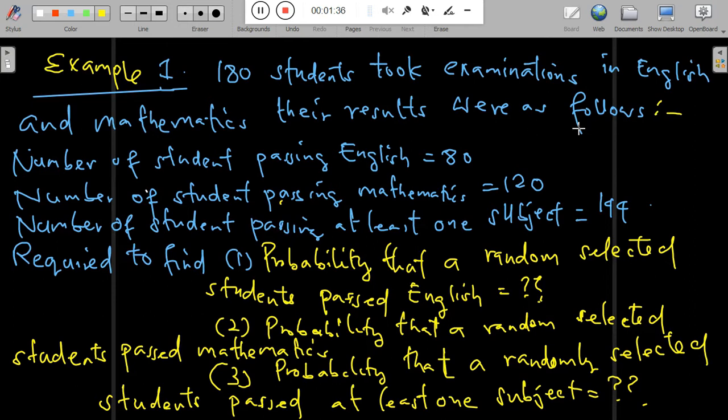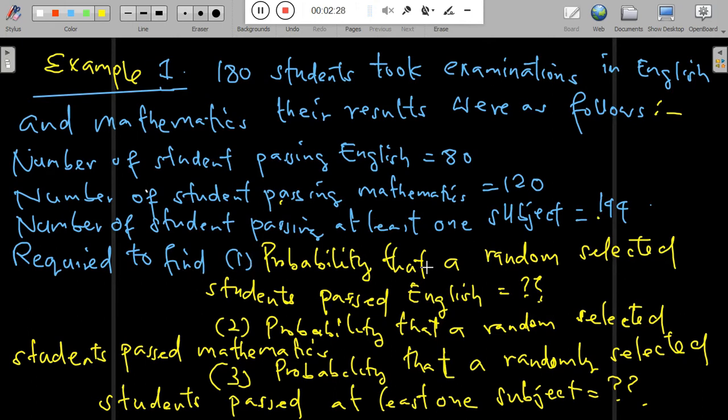Now let's consider an example. 180 students took an examination in English and mathematics. Their results were as follows. The number of students passing English was 80. The number of students passing mathematics was 120. The number of students who passed at least one subject was 144.